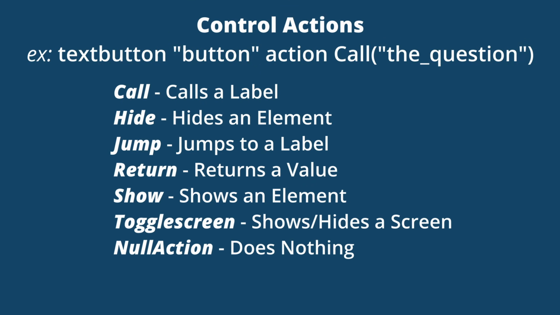As far as actions go, you can do pretty much anything. So I'm just gonna list out some more commonly used ones, but the Ren'py documentation has like a full list and it's worth checking out. For control actions, we have call, hide, jump, return, show, and toggle screen, which are all pretty self-explanatory, but you can also use the action null action just to make the button do nothing but still stay a button. You'll end up using this more than you'd think.